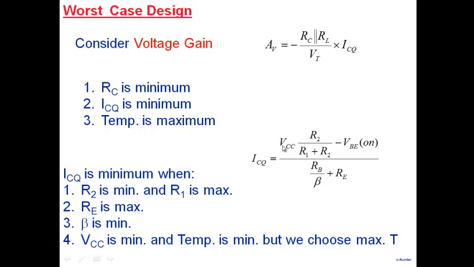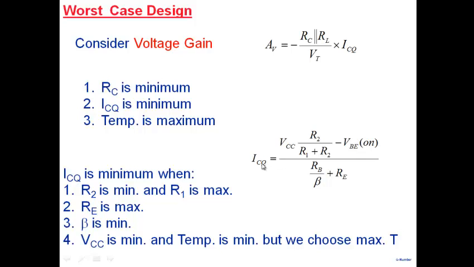The next thing I ask is, when is my ICQ minimum? So when I look at this ICQ expression, I find it is minimum when my R2 is minimum and R1 is maximum. Okay? When my RE is maximum, normally, and when my beta is minimum. So you can come up with those set of criteria. VCC is minimum, and temperature, this says temperature should also be minimum, because when you make temperature small, VBE becomes high and ICQ becomes low.